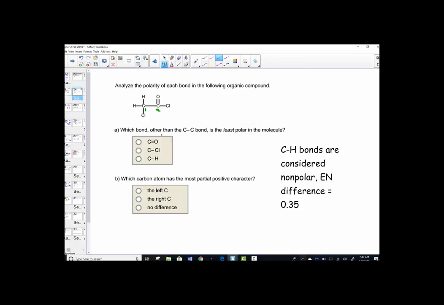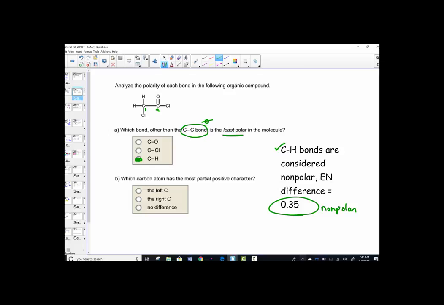Which bond, other than the CC bond, because CC would have a dipole moment of absolutely 0, is the least polar in the molecule? When I read least polar, you're looking at an equal distribution of electron density between the two atoms. And remember, a moment ago I mentioned CH bonds are considered nonpolar. So when I subtract, I get a value right on the edge, and we always remember as organic chemists that nonpolar CH bonds exist. So, all right, that's fine. That one's the least polar, most nonpolar.